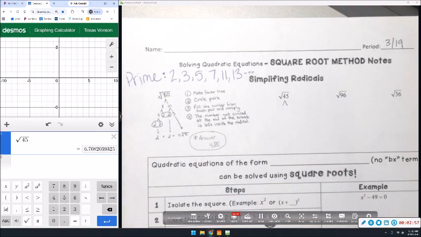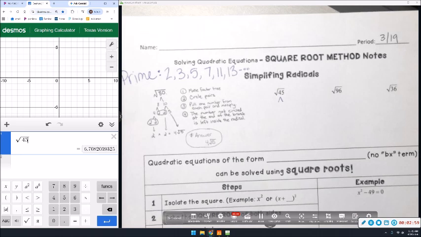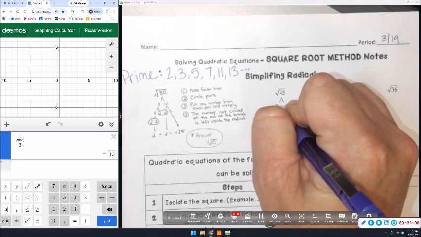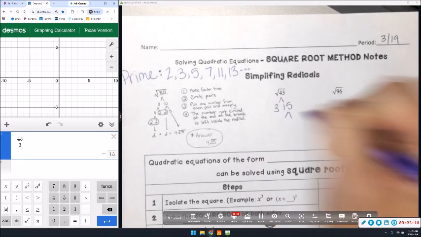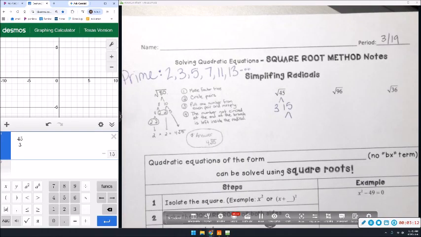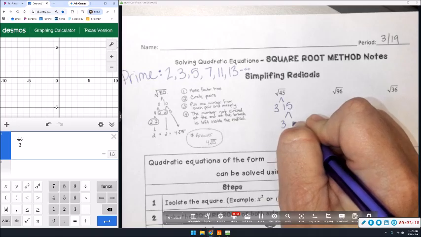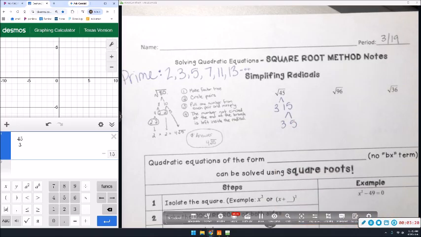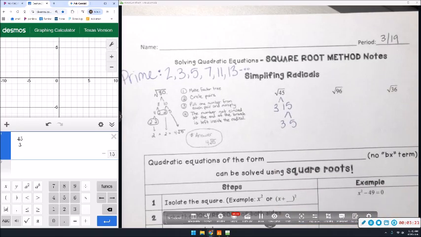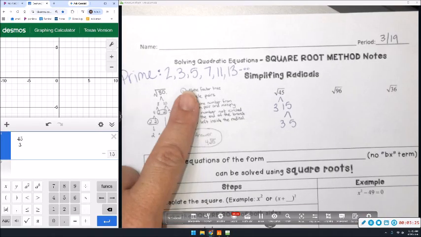So does 2 go into 45? No. So what's my next prime number? 3. Does 3 go into 45? And if we're not sure, you can do 45 divided by 3. Does it? Yeah, so 3 and 15. And I stick with the same prime number, 3. Does 3 go into 15? How many times? 5. Okay, is 5 prime? Yeah. So guess what? We're done.